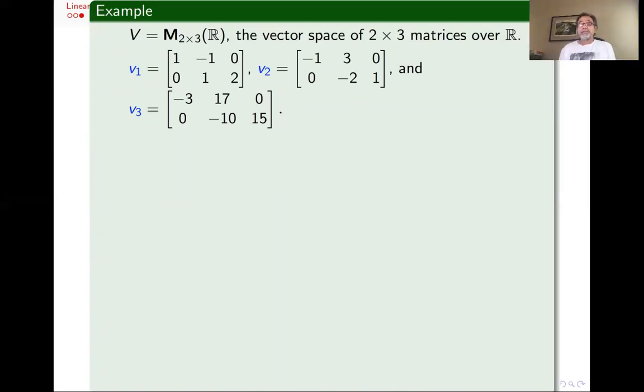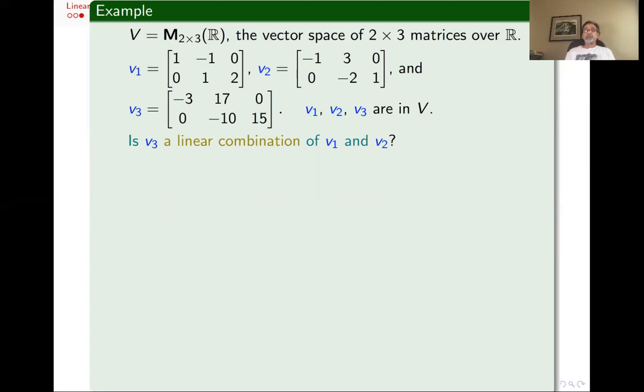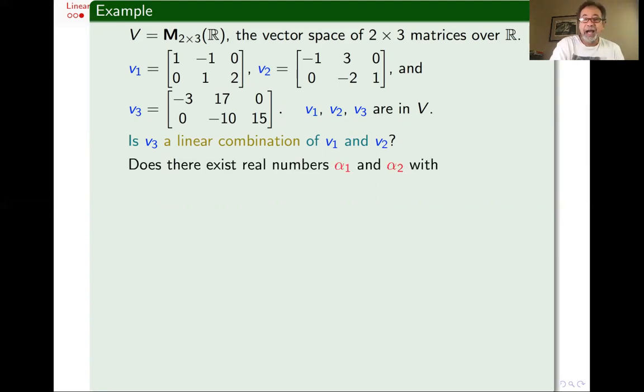What's a vector? A vector is an element of a vector space. And because that's a vector space, these guys are also vectors. These are all elements of V. The question that I might ask is, is V3 a linear combination of V1 and V2? That would be an appropriate question to ask. What am I asking? I'm asking, do there exist real numbers alpha 1 and alpha 2 with the property that V3 is alpha 1 V1 plus alpha 2 V2? Alpha 1 V1 plus alpha 2 V2 is a linear combination of V1 and V2, and I want to find out if there is one of those that will equal V3.